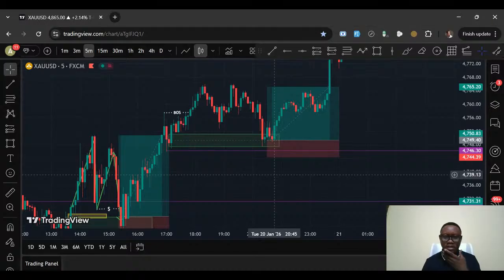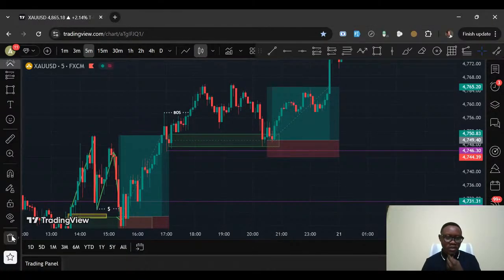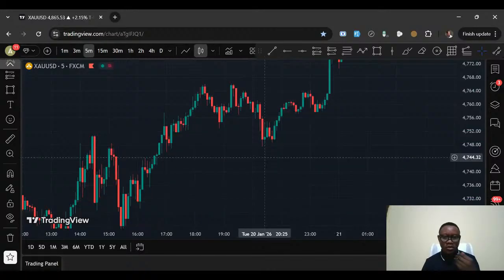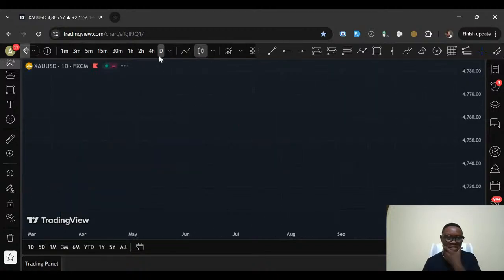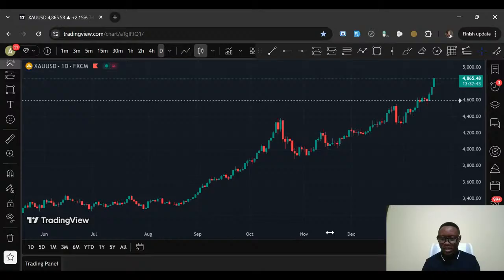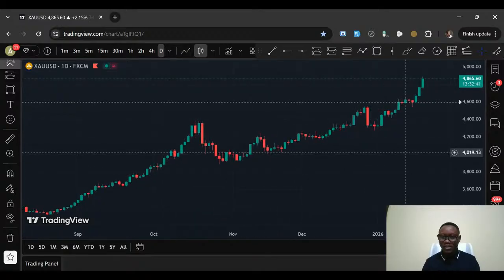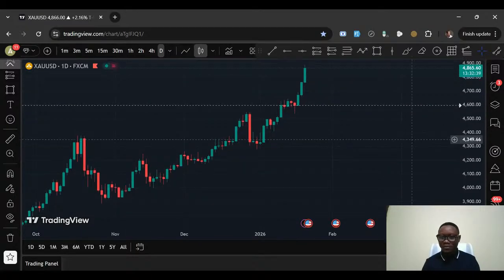Let's head to today's market analysis session. So I'm going to clear this chart completely. I'll take these whole drawings out, so we have a very clean and fresh chart. So let's head to the daily time frame. You all know how we do this already. It's basic, right? Very, very simple process.